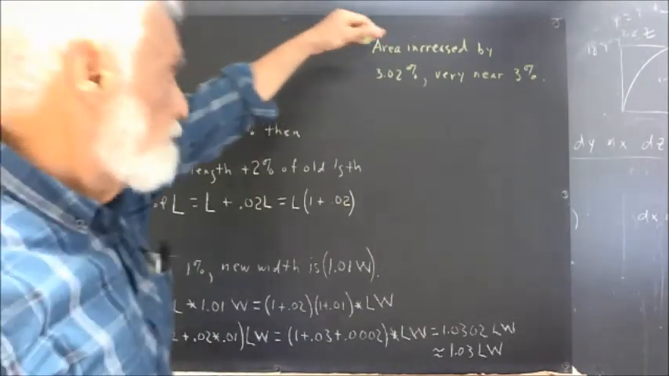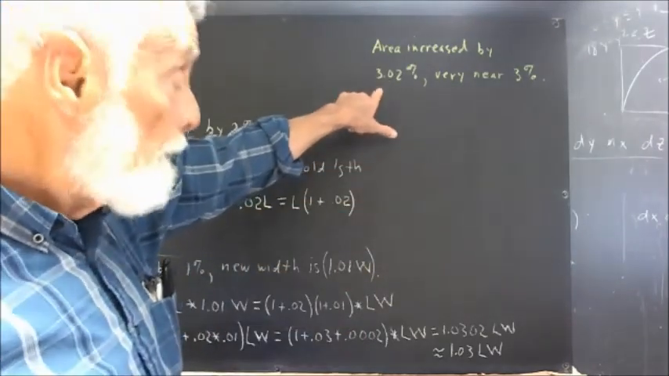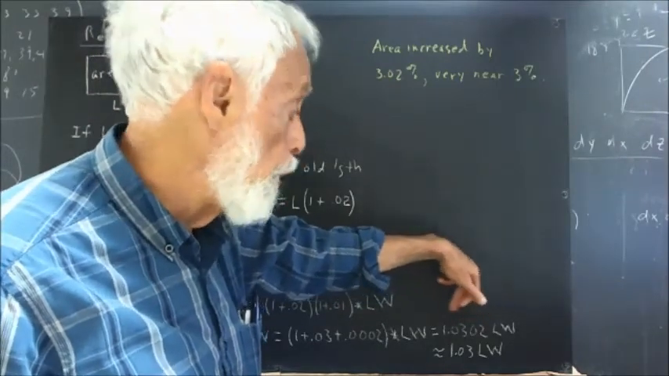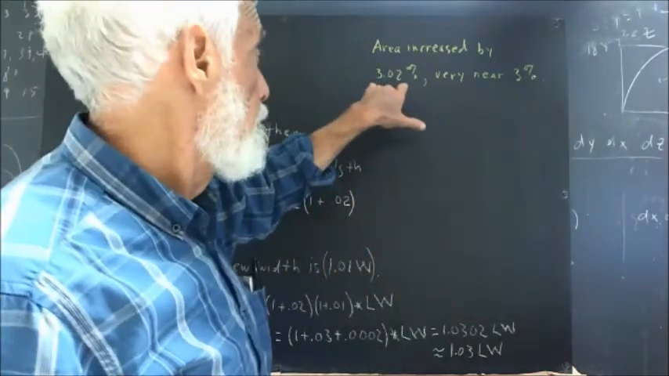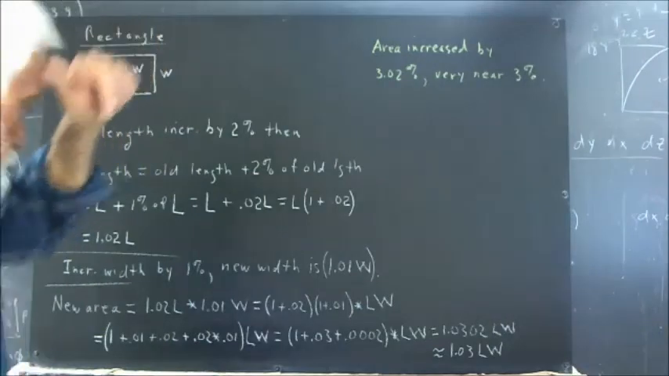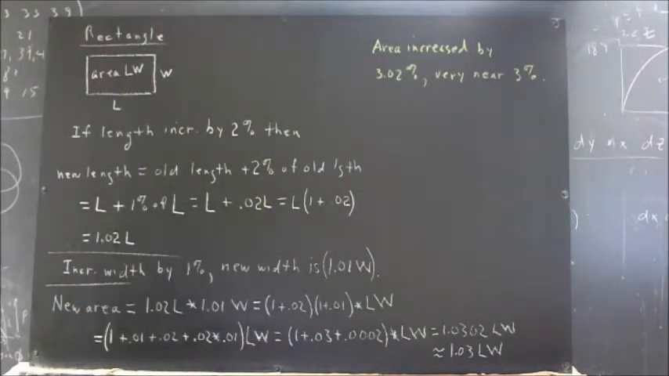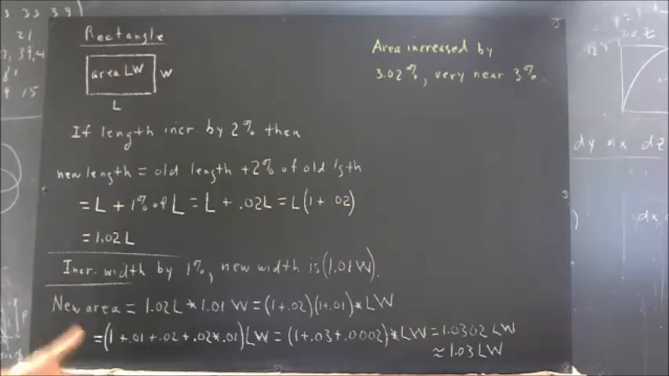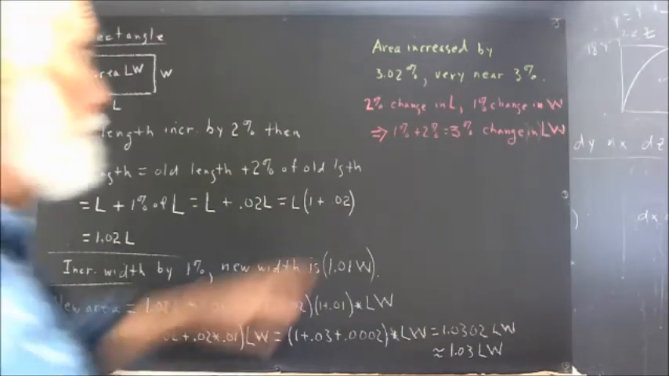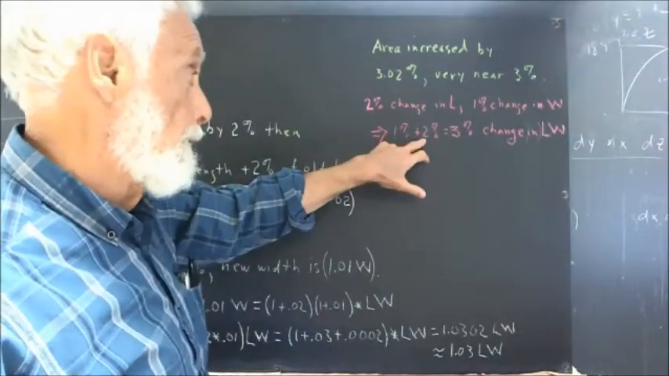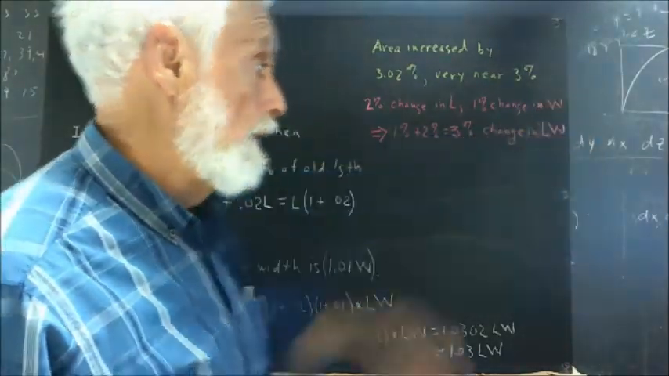And I've written out what the increase is. The area increased by 3.02% because 1.0302 is 3.02% more than 1. So increased by 3.02%, which is very near 3%. That 0.02 doesn't amount to much. So what we can say is that increasing the length by 2%, increasing the width by 1%, increases the area by about 3%. So we can make the statement that a 2% change in L and a 1% change in W results in a 1% plus 2% equals 3% change in LW.